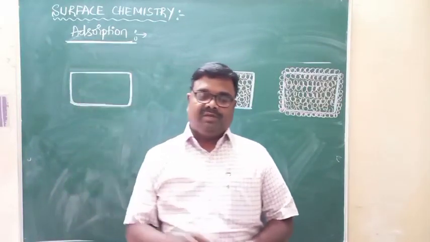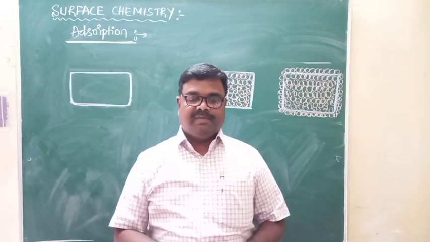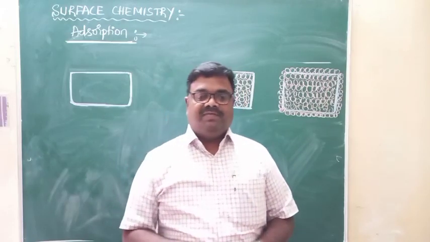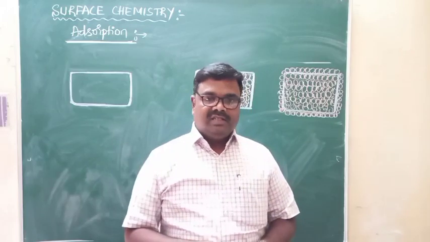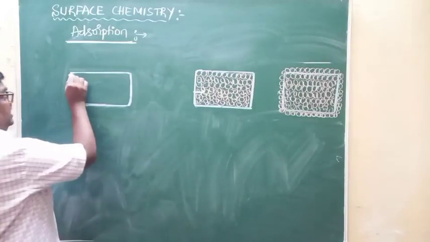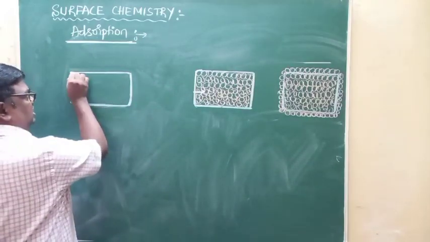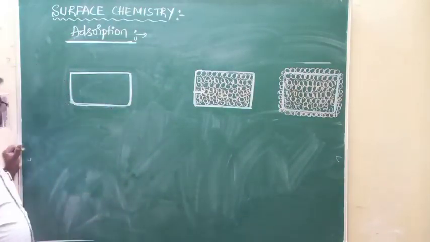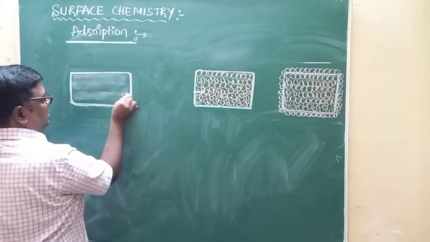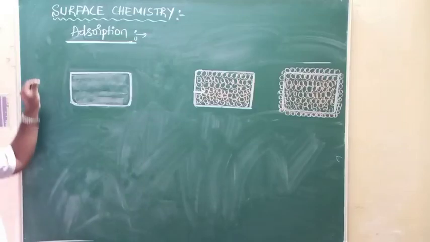Look at the title of the chapter, surface chemistry. It is the chemistry of the surface of a substance. Substances are characterized by surfaces. If I take this as a substance, it may be a solid or liquid. And this particular substance is characterized by surface and bulk.